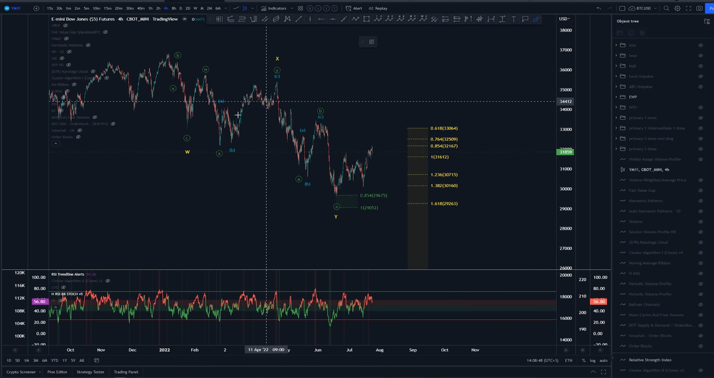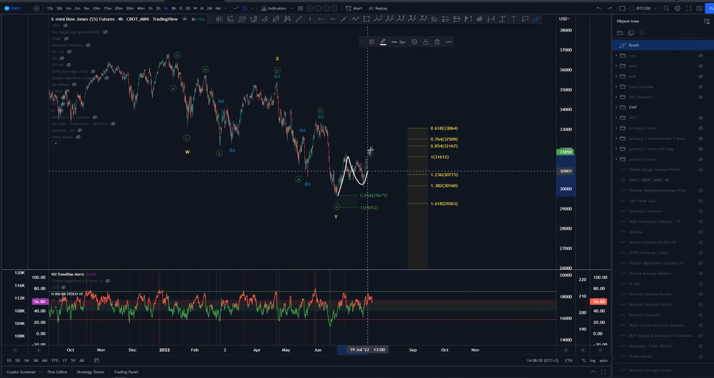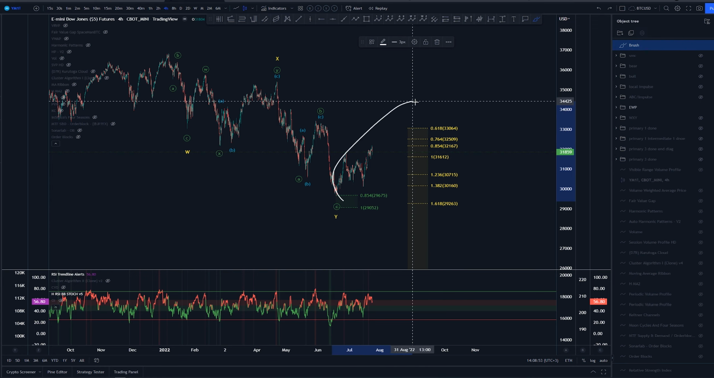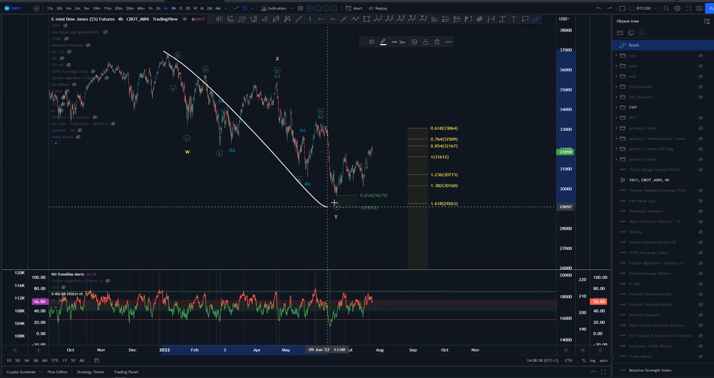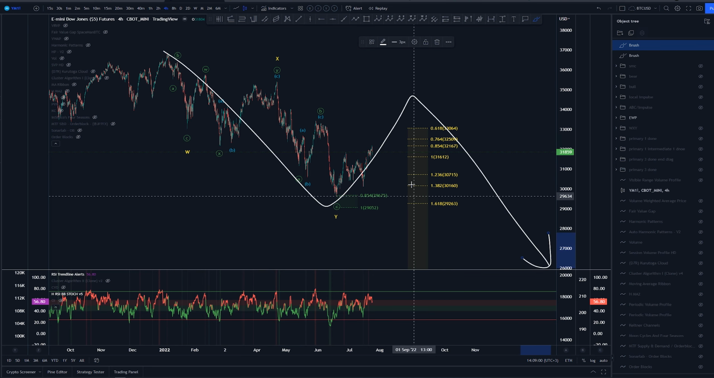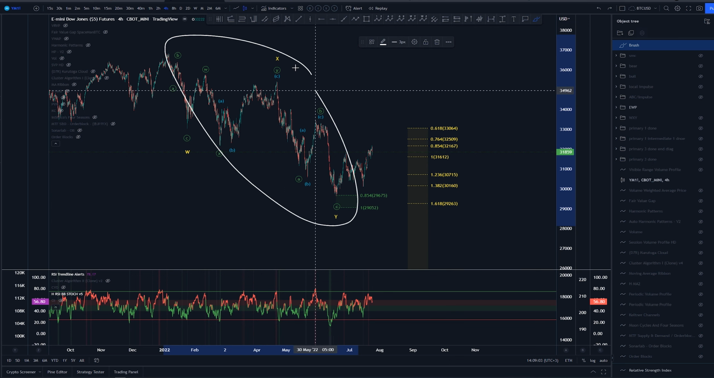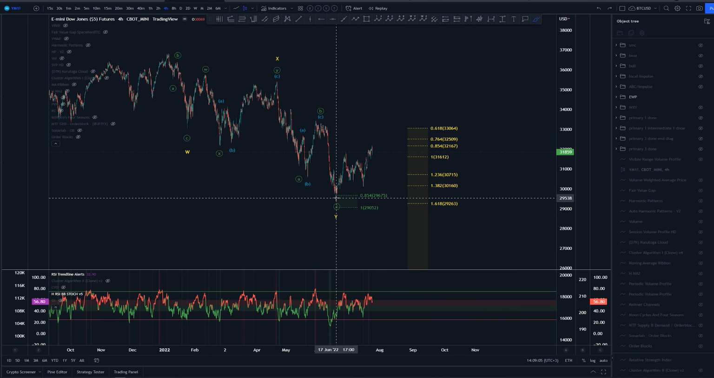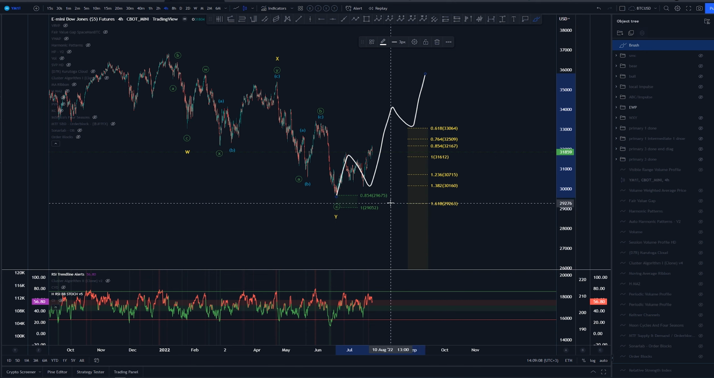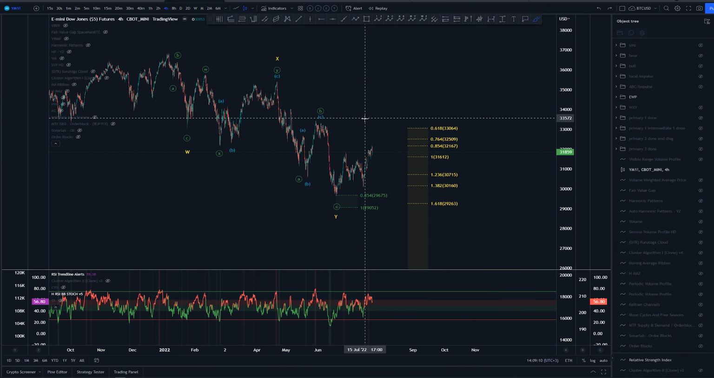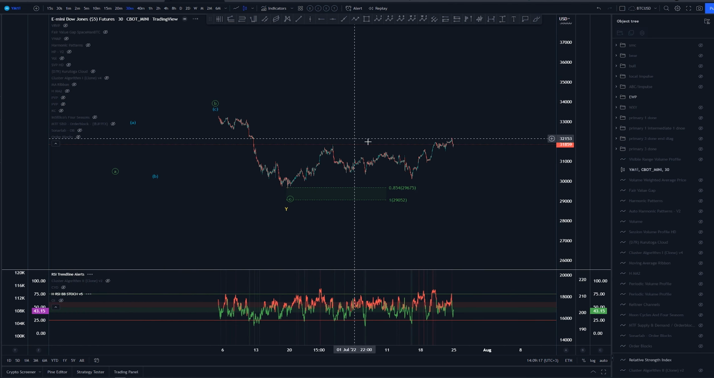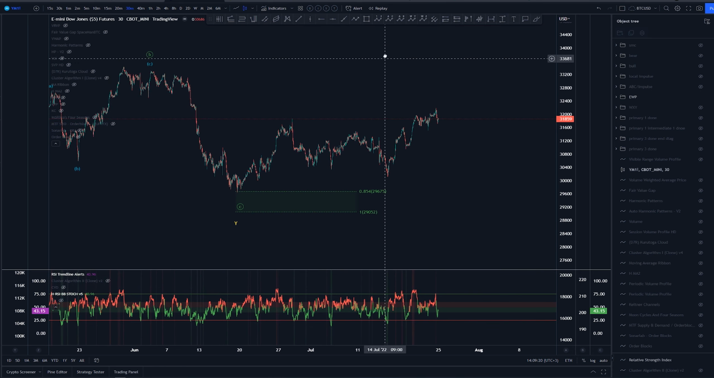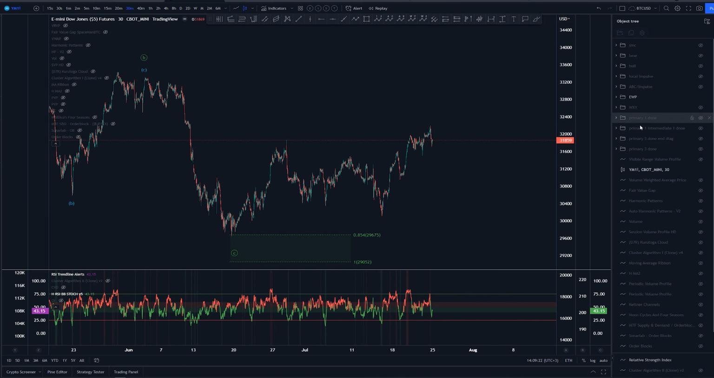In any case, according to this count, we had the low here, and we would be having either a connector, something like this, for this structure. So overall, we would have this continuation downwards, or we would have just this as a complete correction, and this would be impulsing higher over here. Of course, we don't know how it is going to turn out as of yet, but we can take a look at the closer time frames to see what we have overall in the wave structures.